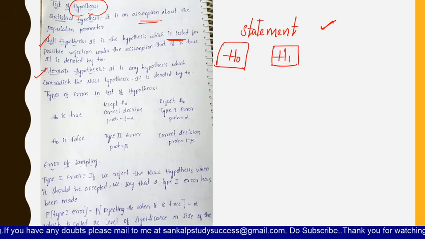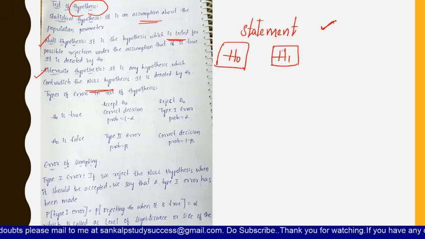which is exactly opposite to the null hypothesis. It is any hypothesis which contradicts the null hypothesis. Whatever statement you assume in the null hypothesis, exactly the reverse of the statement will be assumed in the alternate hypothesis. Here you are going to contradict the statement of the null hypothesis, and we will denote the alternate hypothesis using H1. Based on this, we are going to have types of errors.